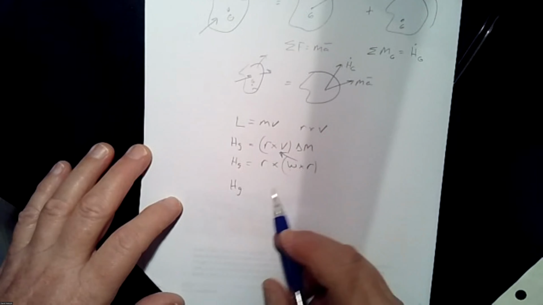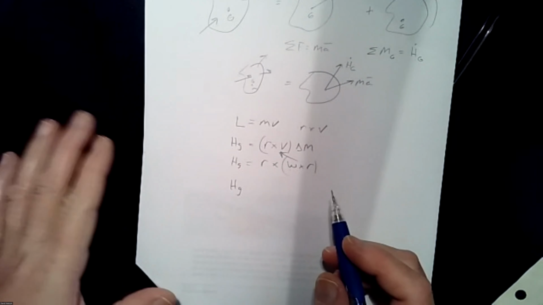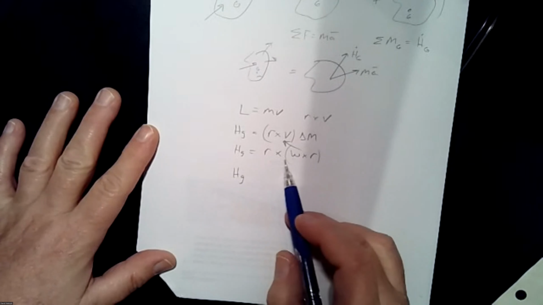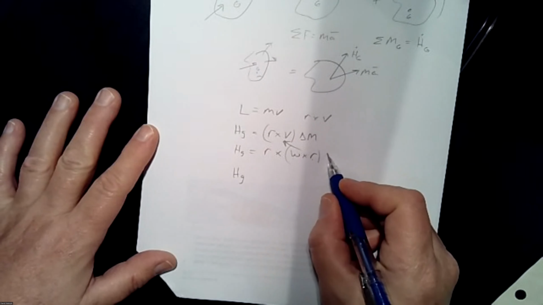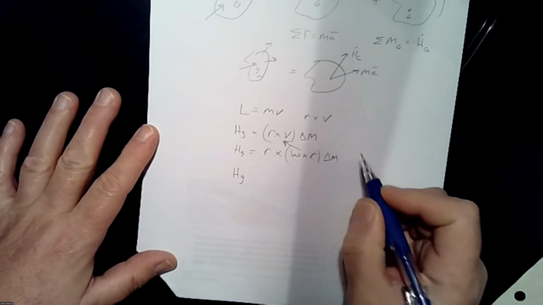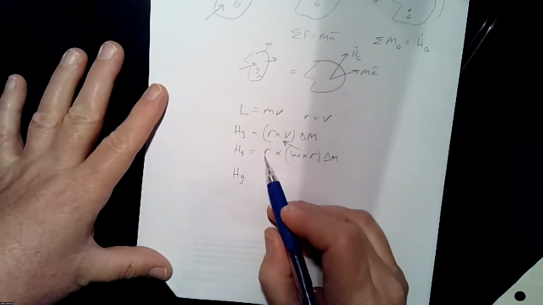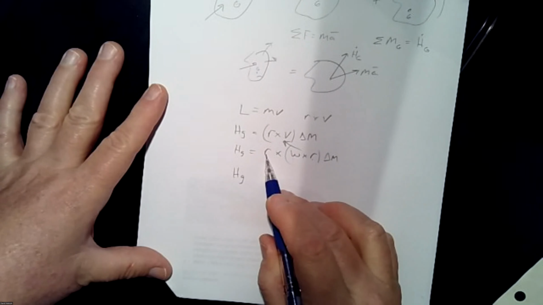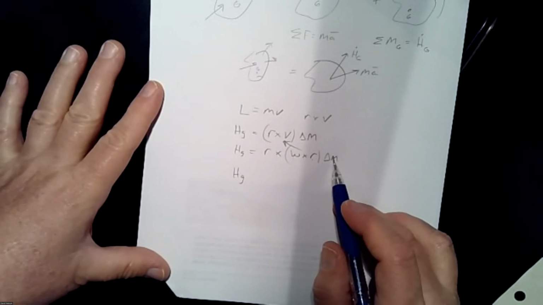which is effectively the angular momentum, not the change in angular momentum, but just the angular momentum. It's equal to this r cross omega cross r, and then of course times the mass, right? So you have this omega cross r, which represents velocity, and you have the r, which is the distance, which gives it the moment of momentum, and then times delta m, or the change in mass. Now, the delta m here represents if we had a whole bunch of particles.